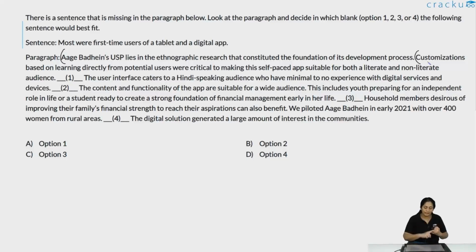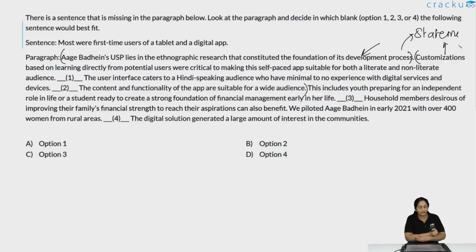It was catering to a Hindi-speaking audience who had minimal to no experience. So you had to make an app which would work for somebody who had no experience of digital services. It should be suitable for a wide audience, for this person, this person, this person. So from here to here, it is giving you the reasoning for this particular statement. This is a statement made, and these are facts which back up this given statement.